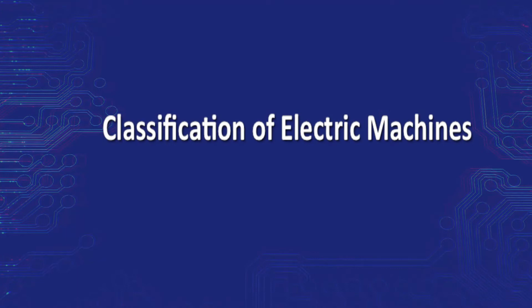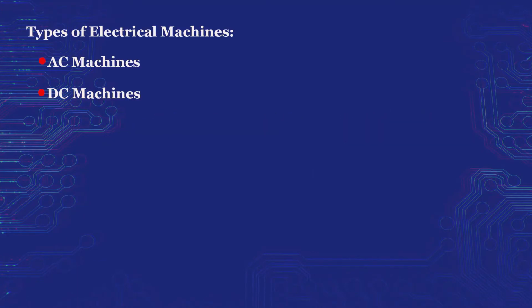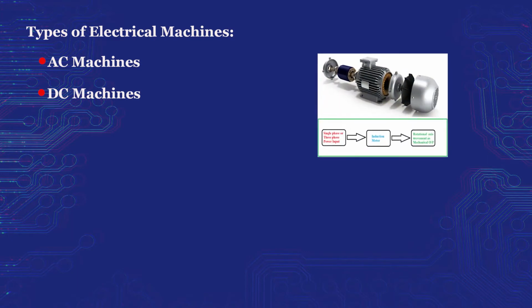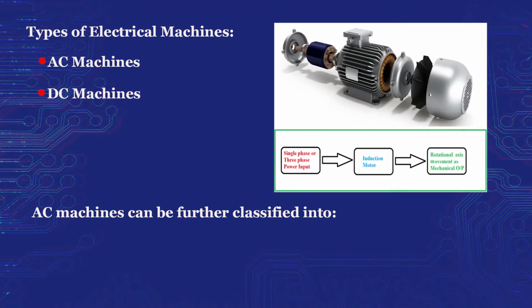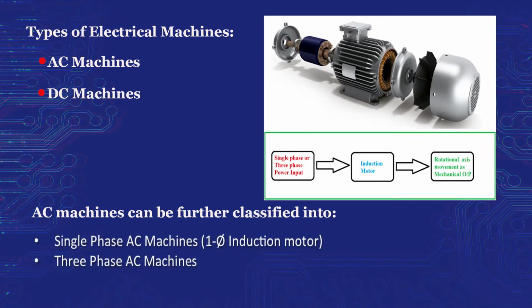The topic which we are going to start is classification of electrical machines. As you all know, there are two types of electrical machines, AC machines and DC machines. AC machines can further be classified on the basis of supply, 3-phase AC machines and single phase AC machines. Single phase AC machines are also called single phase induction motor.